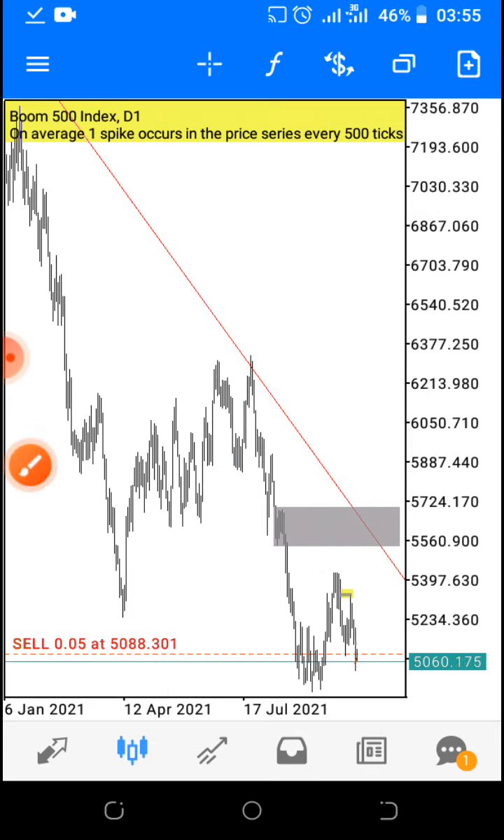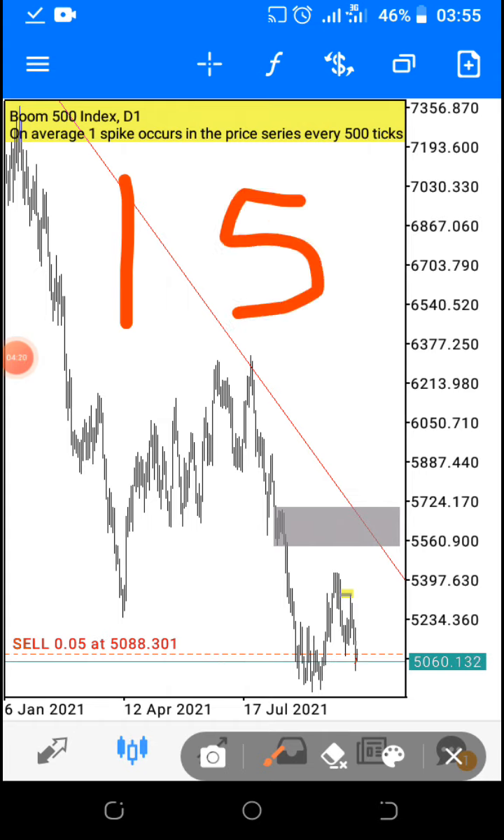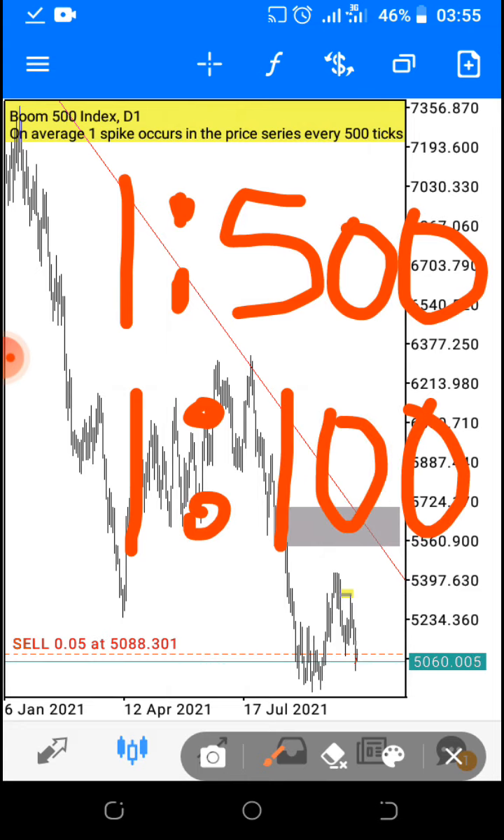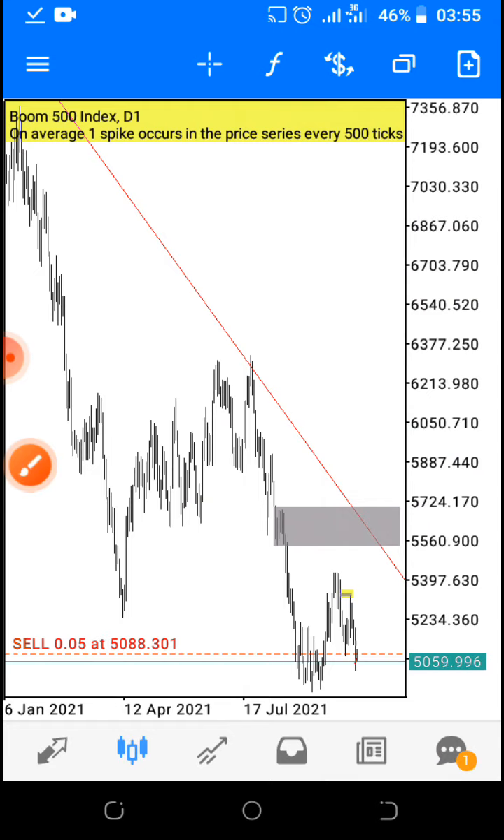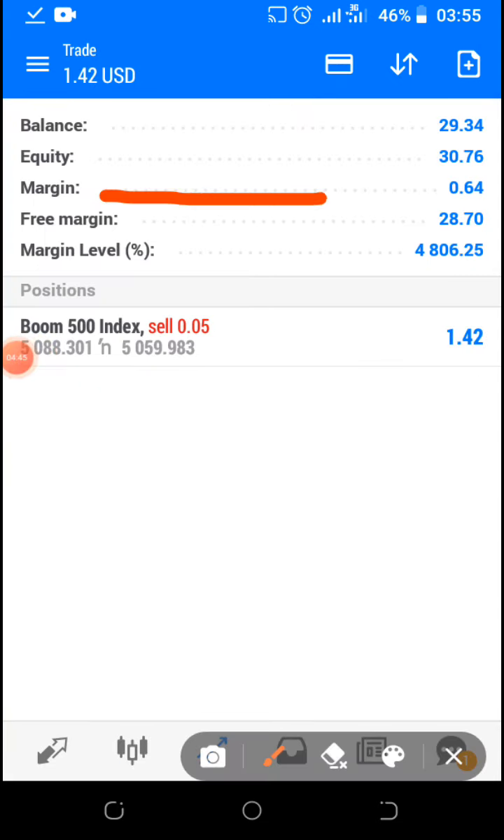1:100, 1:500. What is that relationship with me? Well, if you don't know the essence of leverage, you will definitely miss the things that you shouldn't miss. For instance, let me explain this practically. Okay, this is my real life account. I also have a running trade. Now look at this margin. It's giving you what? 64 cents.